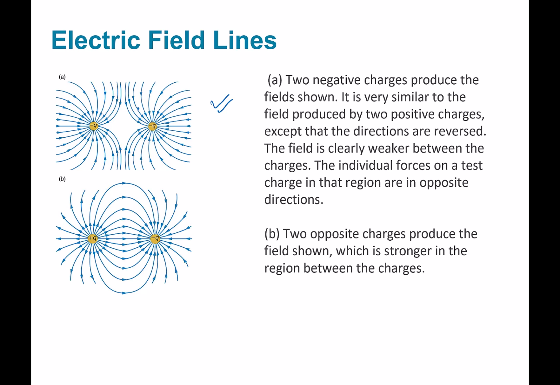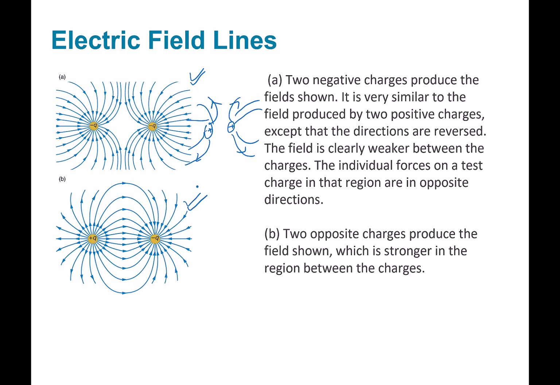Two negative charges produce the fields that show the diverging electric field lines that are pointed inwards, because both of them are negative charges. It is very similar to the field produced by two positive charges. If instead of a negative charge I had a positive charge, we would see a similar electric field, except the arrows would be pointed outwards. If we had two positive charges, we would have similar lines, except the arrows would be pointing out instead of in, but the shape and structure of the lines would be just the same.